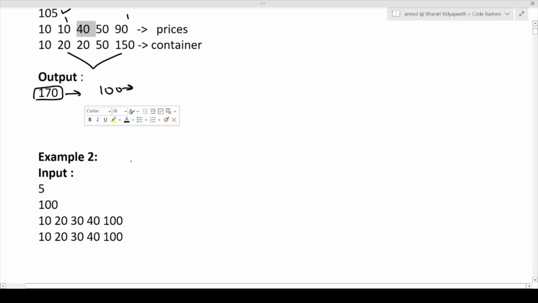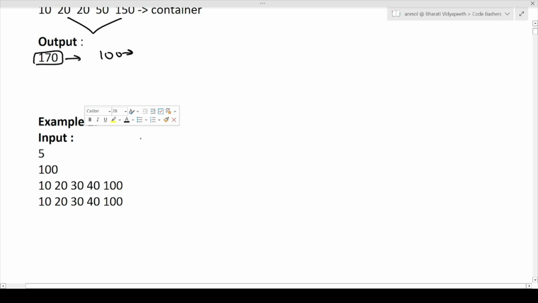Now let's just move towards the next example. Okay, the next example is, again we have 5 fuels that are with us. 100 rupees Hari can spend, and the price and quantity are the same here: 10, 20, 30, 40, and 100. Okay, so how much quantity of fuel can Hari buy?